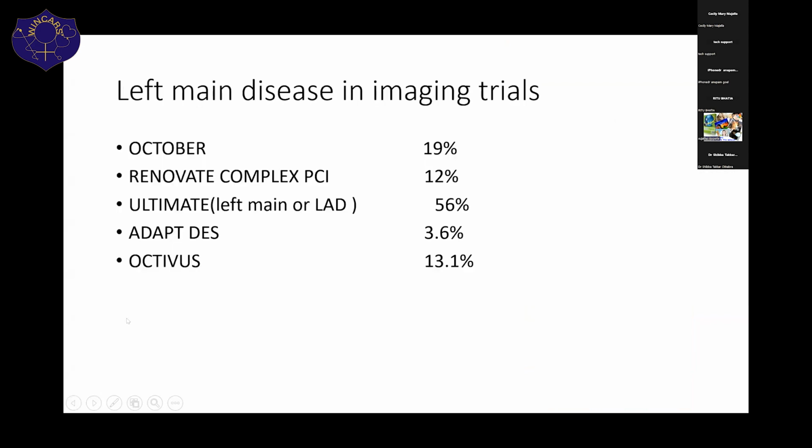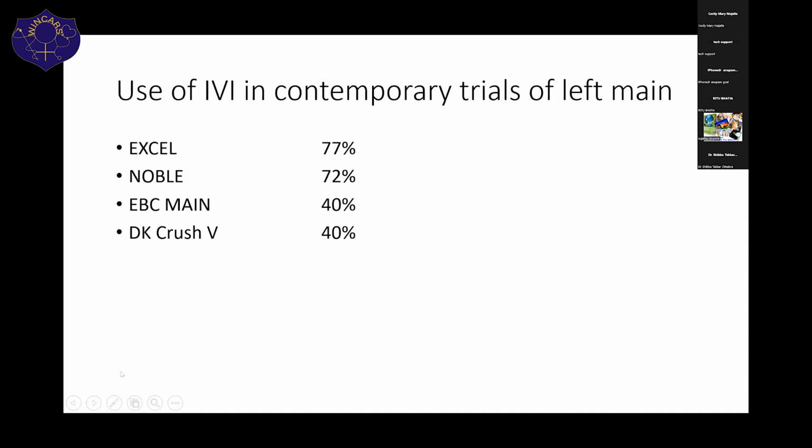So coming to left main disease in imaging trials, you can see that even in complex trials like OCTOBER and RENOVATE-COMPLEX, the left main is very small. The left main disease in imaging trials is only 19%, highest in OCTOBER because it was a bifurcation trial, and ULTIMATE did not report left main separately. It said left main or LAD is 56%. And what is the use of IVI in contemporary trials of left main? EXCEL and NOBLE had 77 and 72%. But if you take the recent EBC MAIN or the DK Crush, it's abysmally low, just 40%.